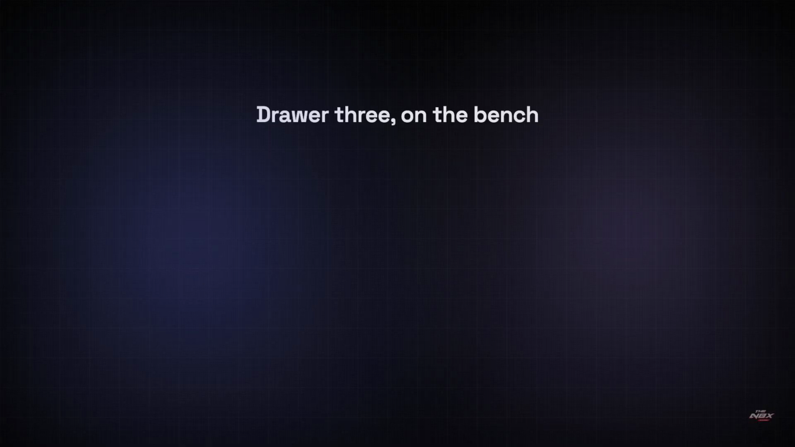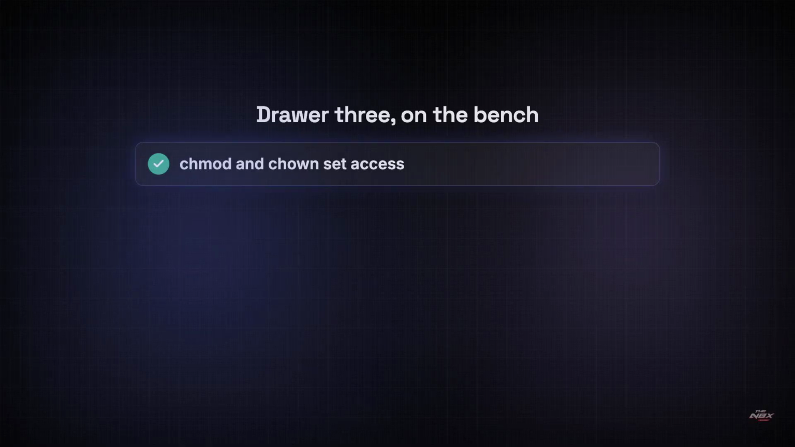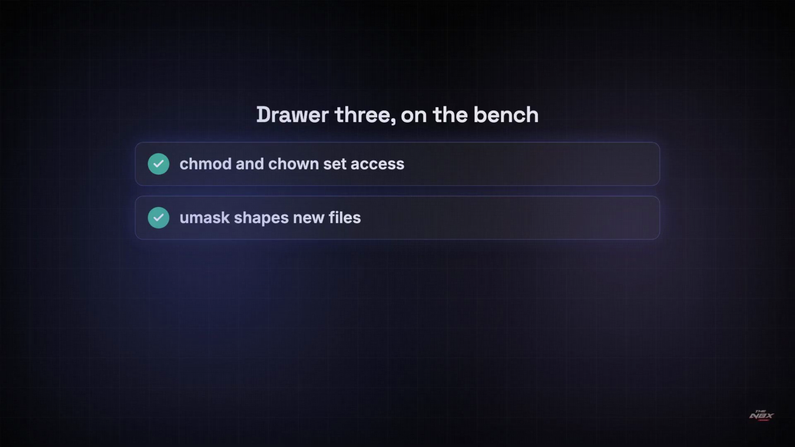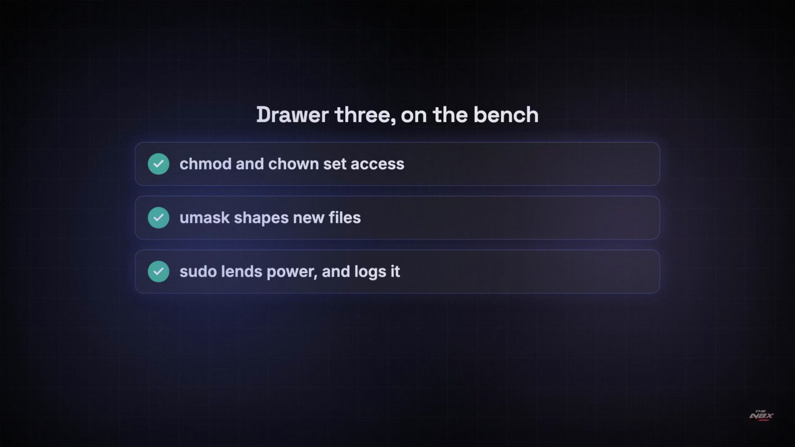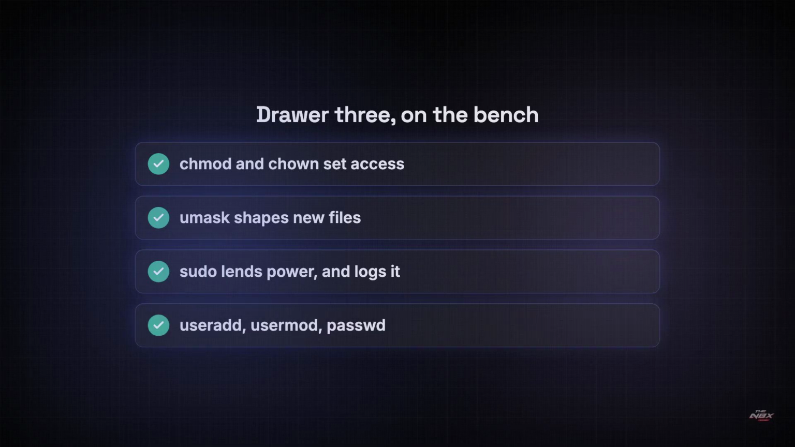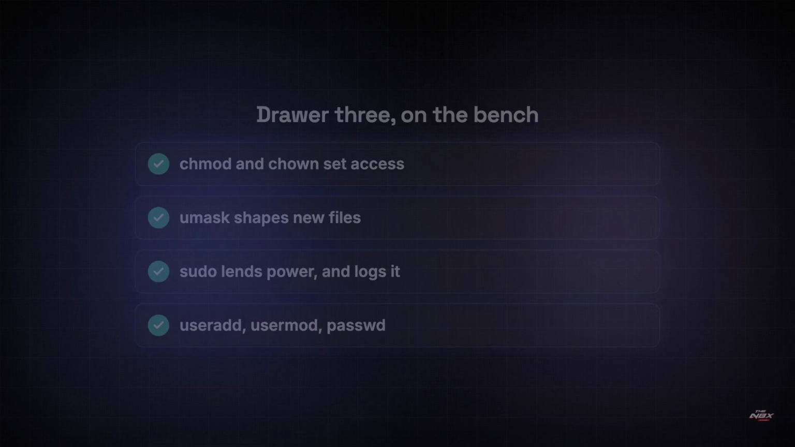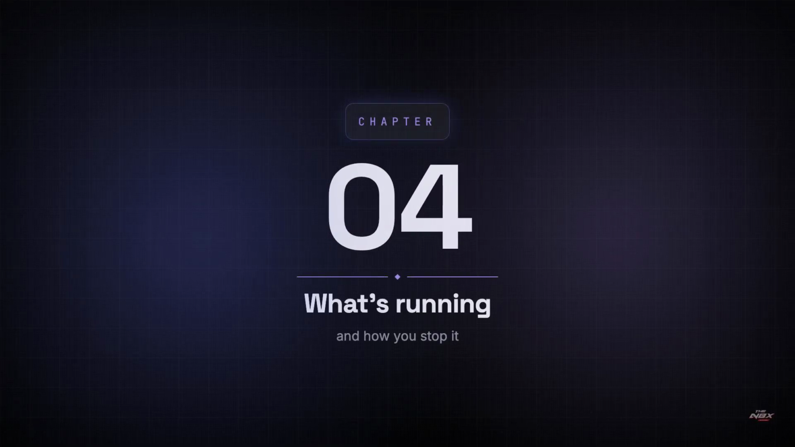Drawer 3 is the lock. chmod and chown set access. umask shapes new files. sudo lends power and logs it. The user tools manage the accounts behind it. Drawer 4. What's running and how you stop it without losing work.